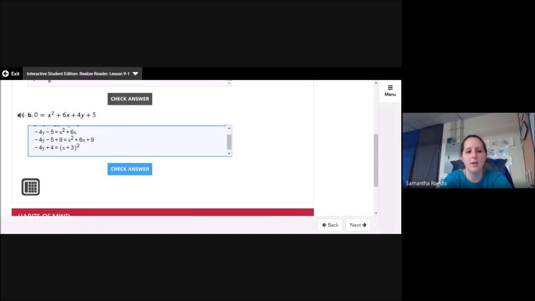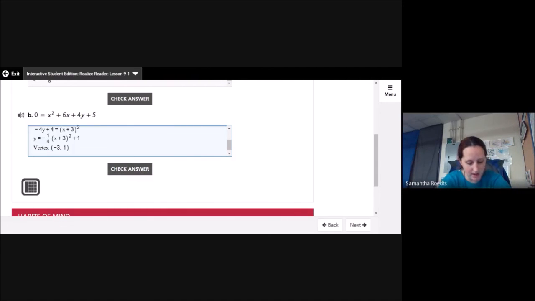Solve for y. So I get y equals negative 1/4 (x plus 3) squared plus 1. Okay, so that means my vertex is (negative 3, 1).